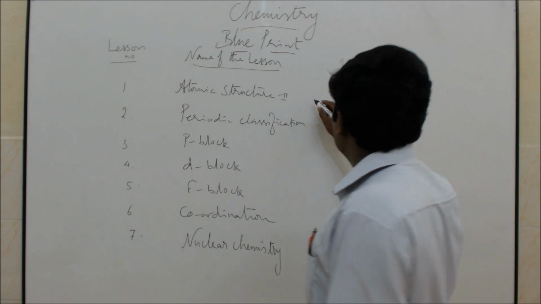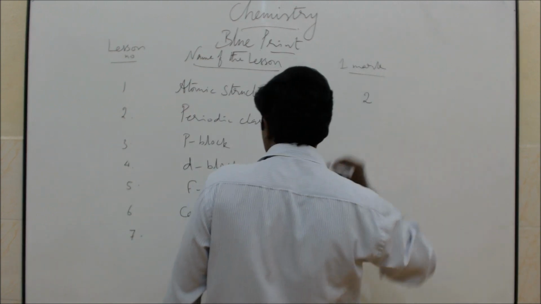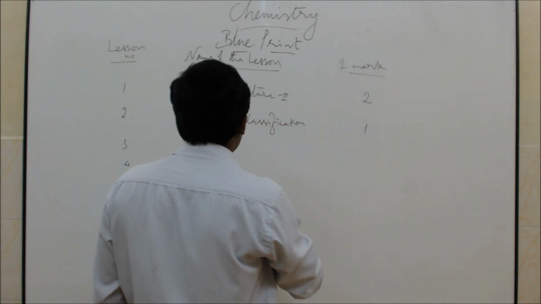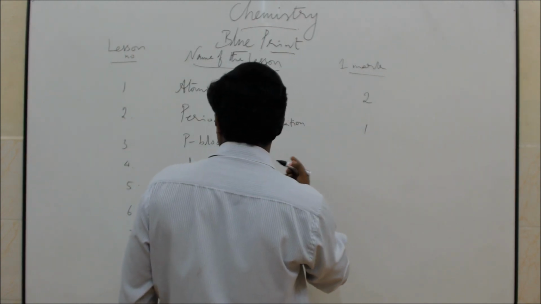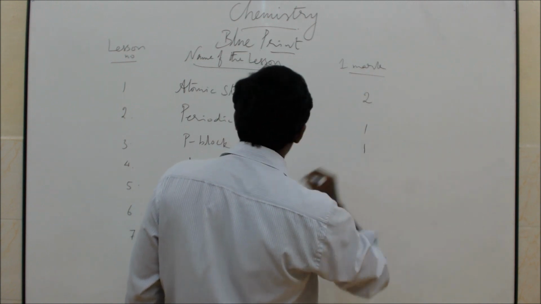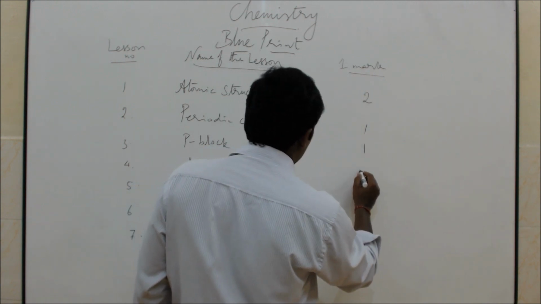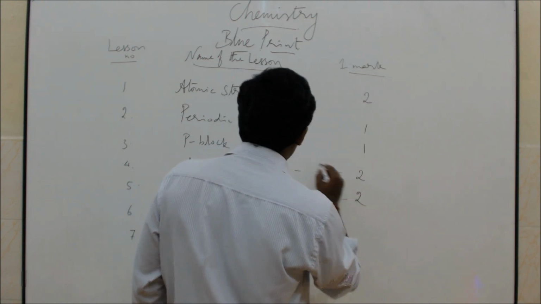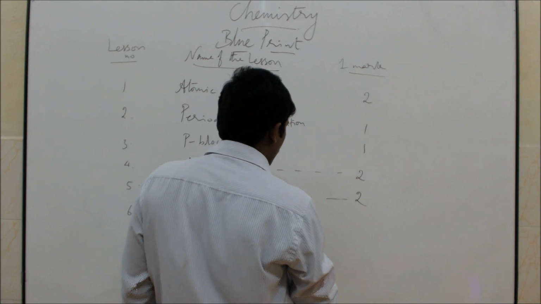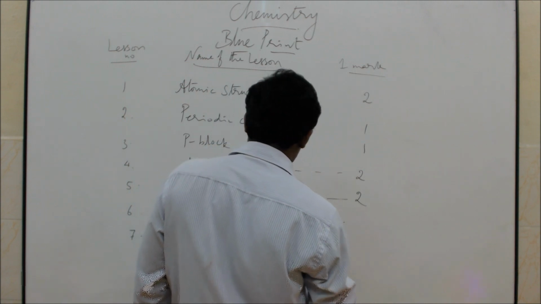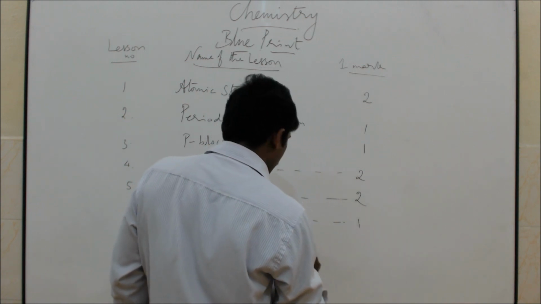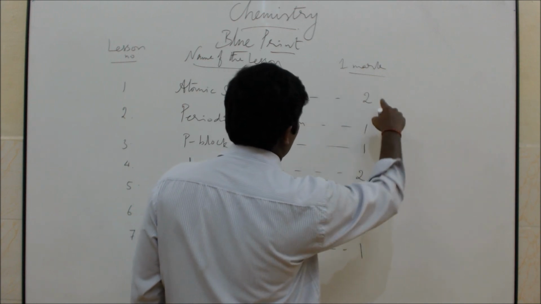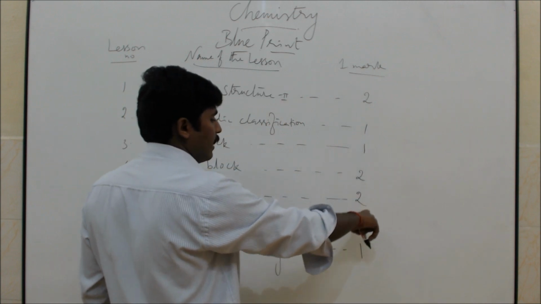From atomic structure 2, 1 mark question will come. From periodic classification, 1 mark. From P block elements, 1 mark question. From D block elements, 2 one mark questions. From F block elements, 2 one mark questions. Coordination compounds, 1 mark question. Nuclear chemistry, 1 mark question. Altogether 10: 2, 3, 4, 6, 8, 10.